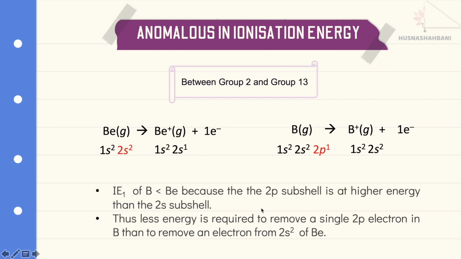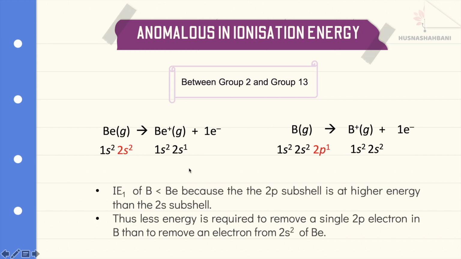Okay, less energy is required to remove a single 2p electron in B than to remove an electron from the 2s of Be, because 2s energy is lower than 2p energy. We learned previously that the energy in 2s is lower than the energy in 2p. Energy 2p is higher.